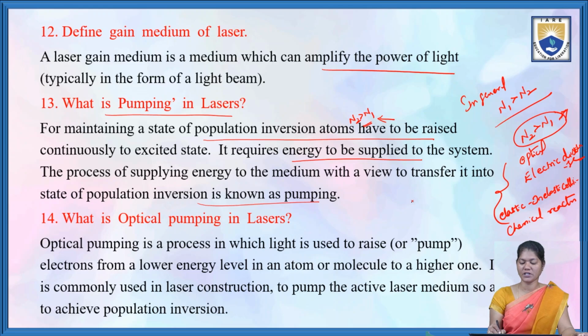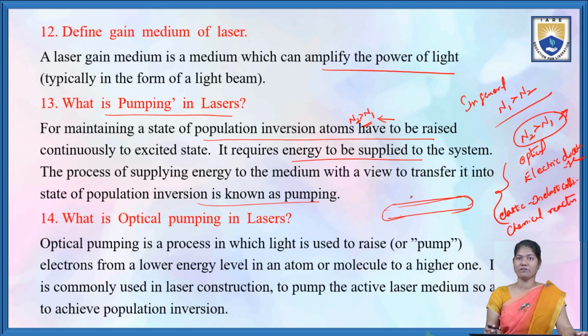So in optical pumping, we use a flash lamp. When the tube gives flashes, it gives the required energy to raise the atoms to a higher energy state to get population inversion. So that is pumping.